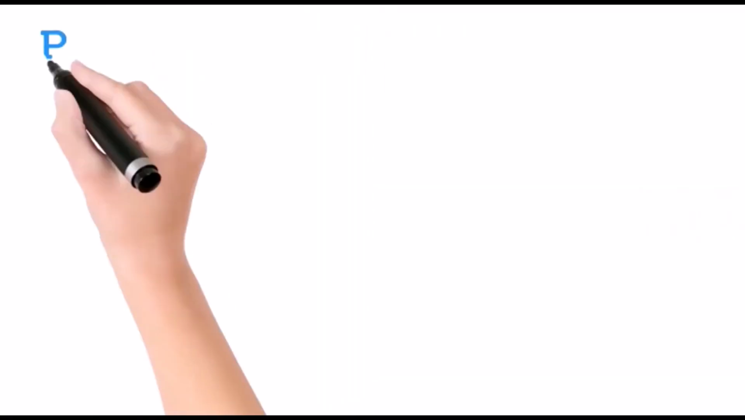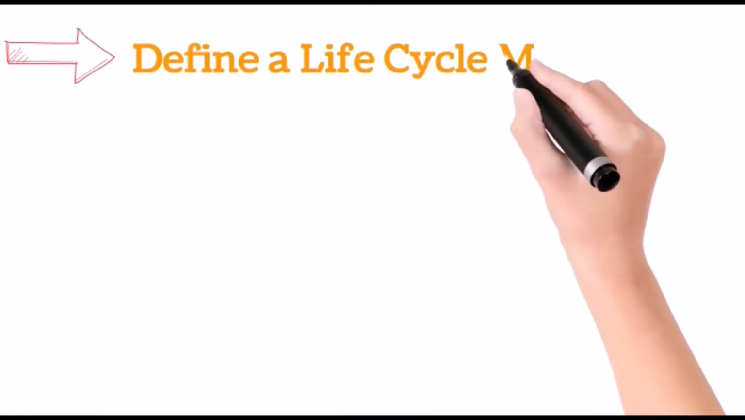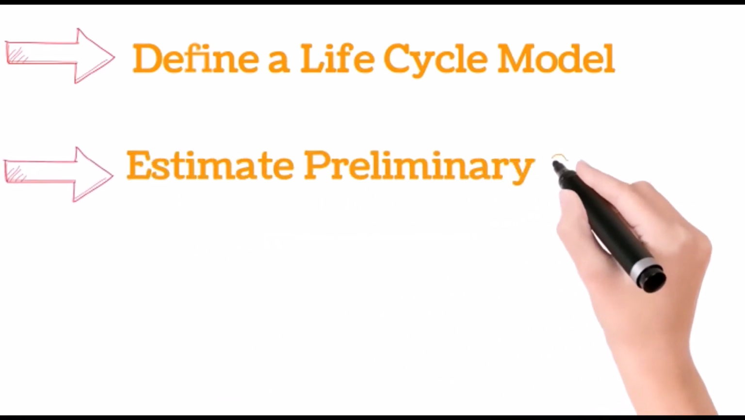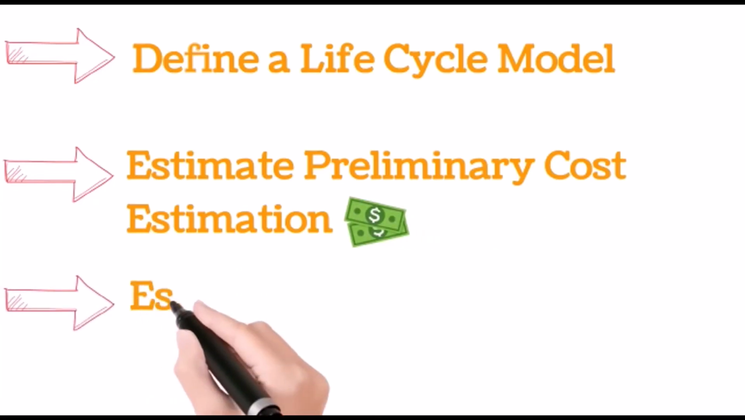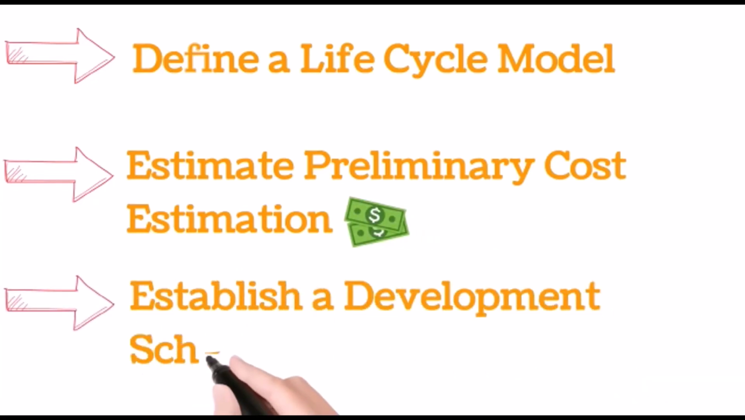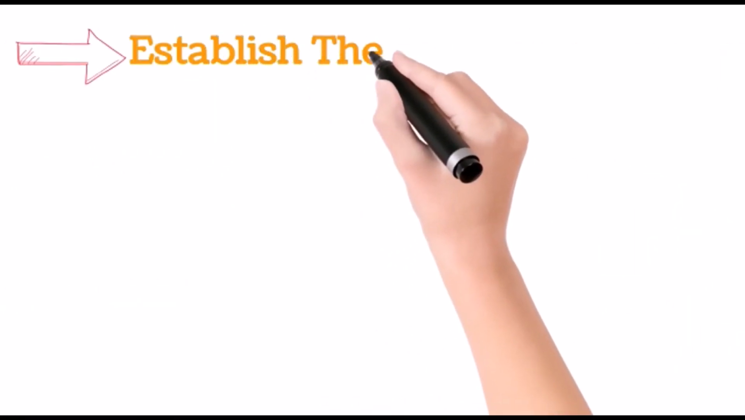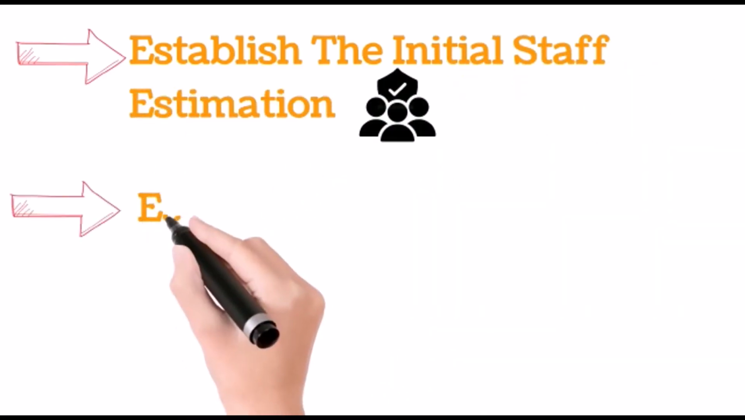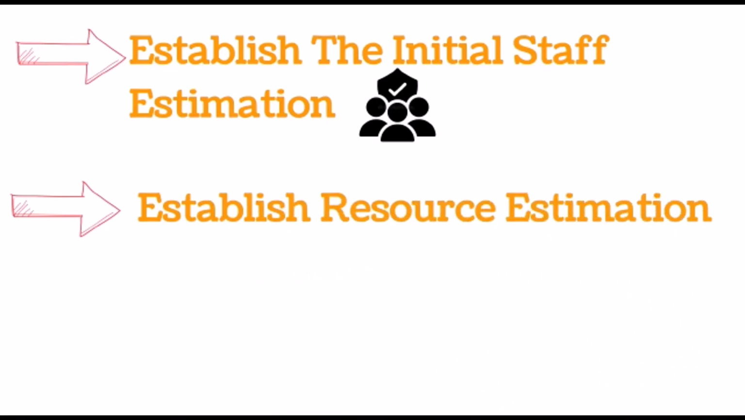Let's get on to step 3, which is planning the development process. First of all, we should define a life cycle model. Secondly, we should make a preliminary cost estimation. After cost estimation, we should establish a development schedule. And we should establish the initial staff estimation. After that, we should establish resource estimation and finally prepare a glossary of terms.